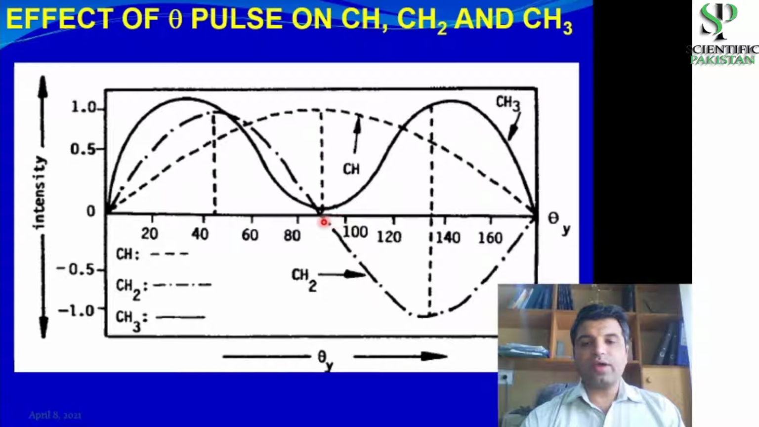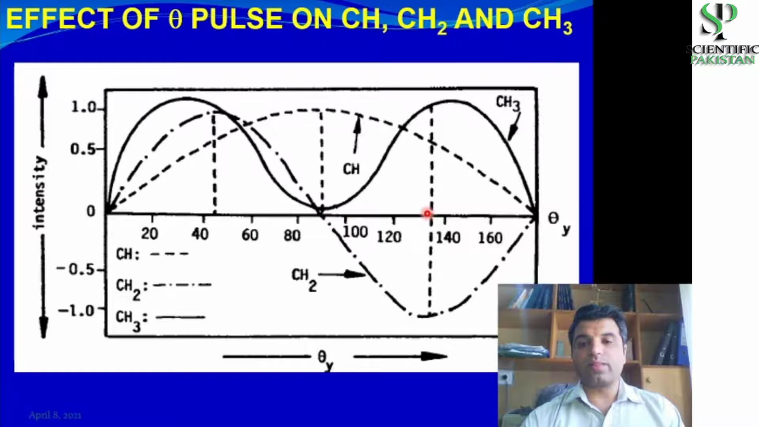Then if we have a 90 degree theta pulse, you can see that the CH wave is positive. The CH3 wave falls to 0, so the amplitude is 0. The CH2 also falls to 0. So in a depth 90 experiment, you will only see signals for CH carbons. You won't see CH3, CH2, or quaternary carbons in depth 90.